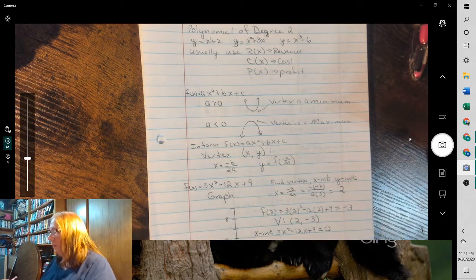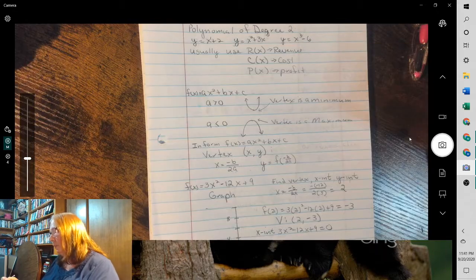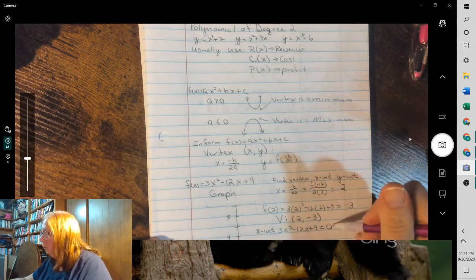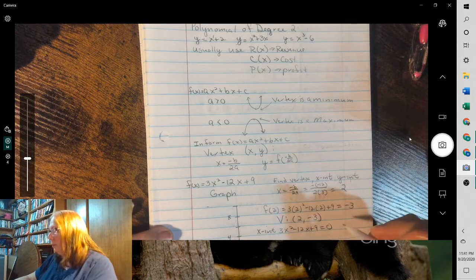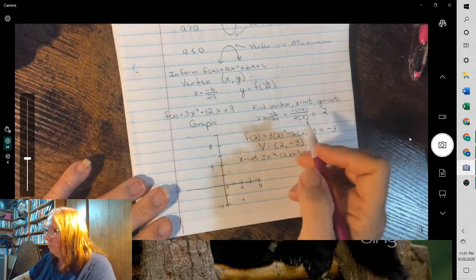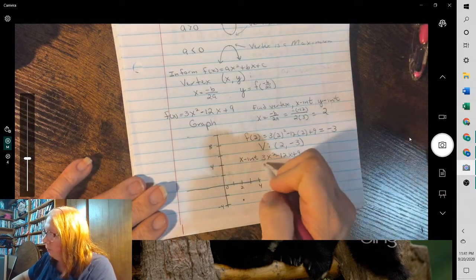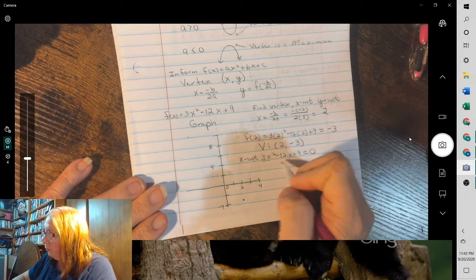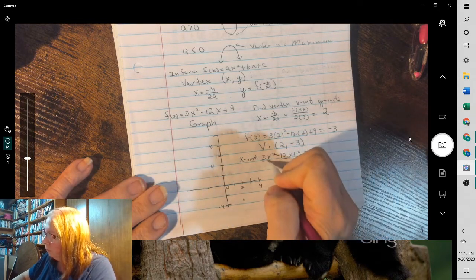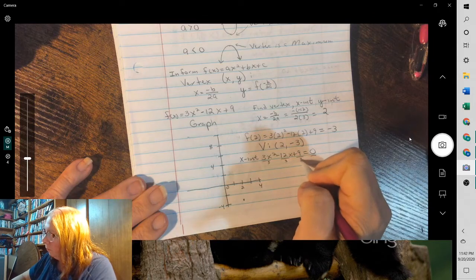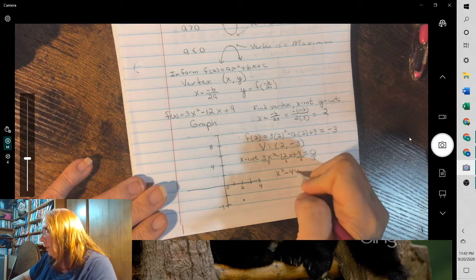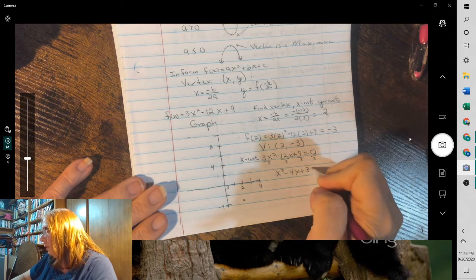So when we're finding the x-intercepts, we're setting it equal to 0, because you find your x-intercepts by letting y equal 0. So when we plug in the 0, we could factor a 3 out first or divide everything by 3. And we have x squared minus 4x plus 3.